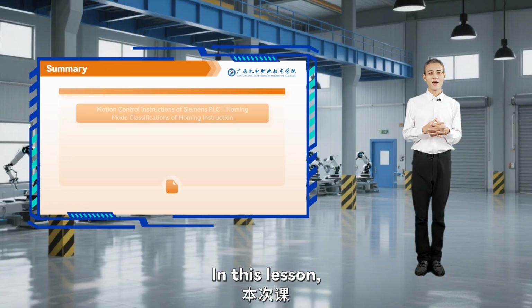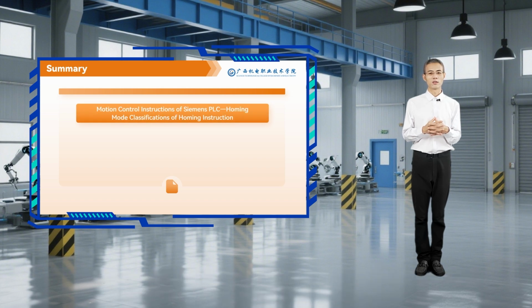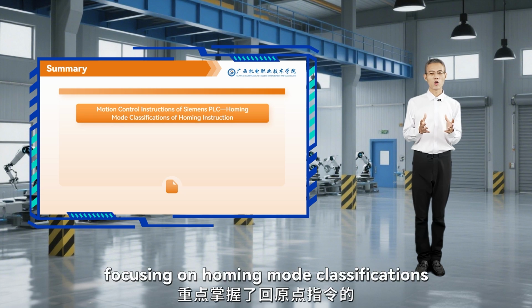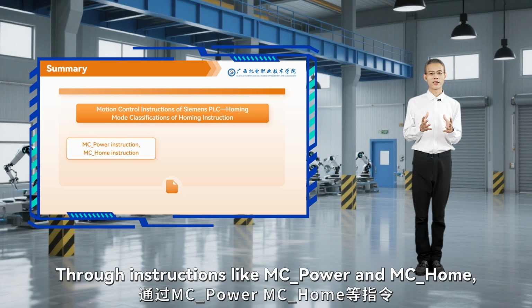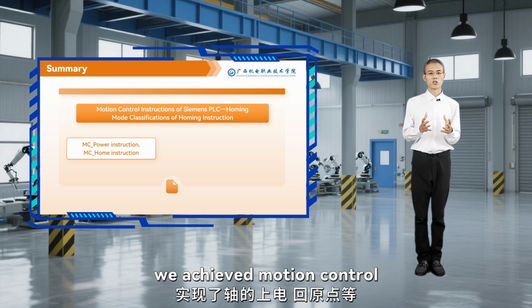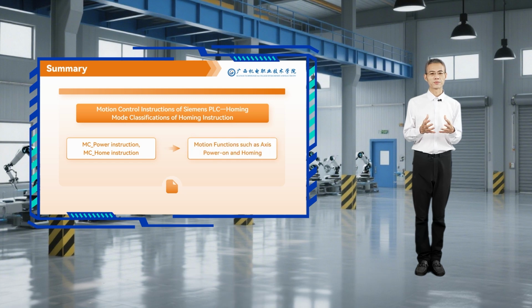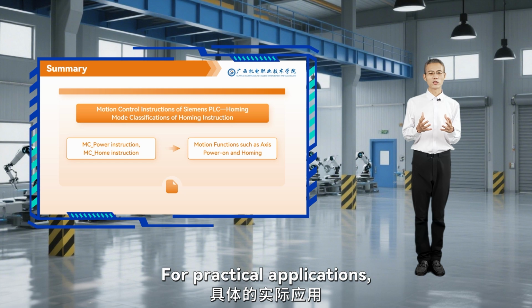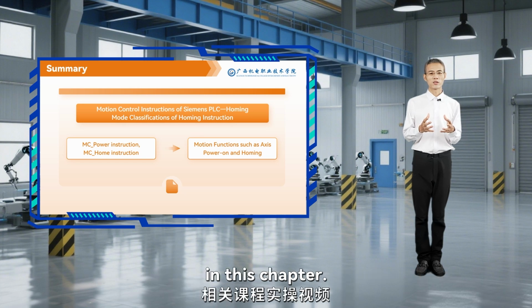Everyone, in this lesson, we covered the Siemens PLC motion control instructions, focusing on homing mode and classifications of homing instruction. Through instructions like MC Power and MC Home, we achieved motion control like axis powered on and homing. For practical applications, please watch the corresponding practice videos in this chapter.